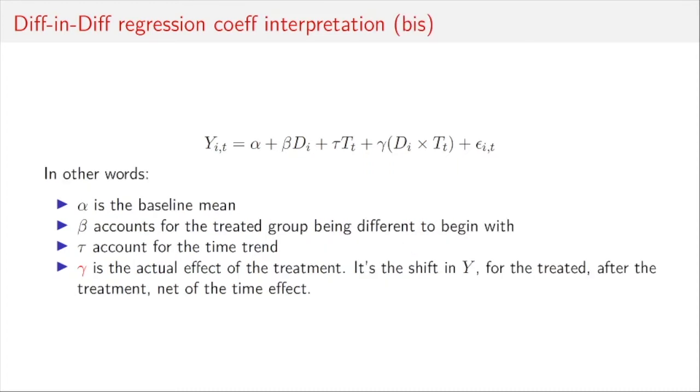Let us do this interpretation again in slightly different words. Maybe this will work better for some of you. Alpha is just the baseline mean. Beta is the coefficient that will account for the treated group being slightly different to begin with. Remember that orange bar we used to have on the plot. Tau is what accounts for the time trend, so that accounts for the fact that the second period is different than the first period on average. And now gamma is the actual effect of the treatment. It is what shifts Y for the treated after the treatment, net of the time effect. So it's the difference in differences.